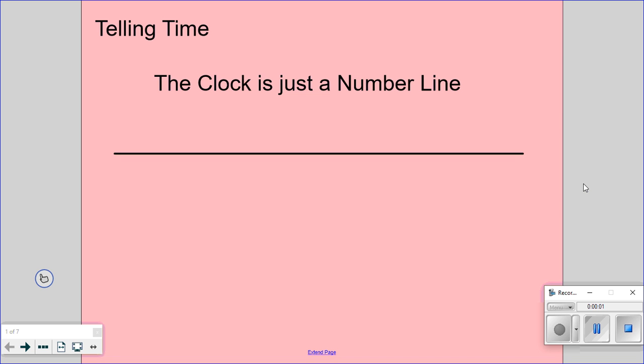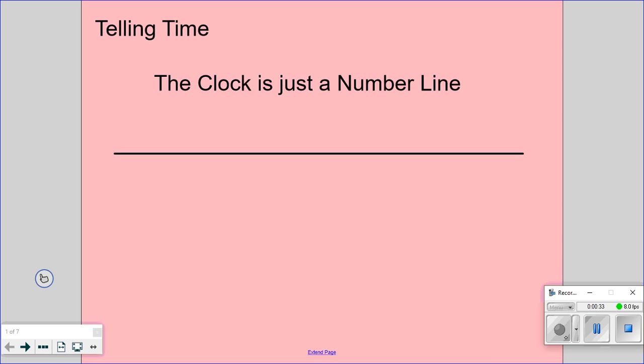Today is all about telling time, and then a subtitle: today the clock is just a number line. So I need those two things in your notebook. If you want to go ahead and make a number line, we're going to be using a number line also. Good. All right, so this is our title. Go ahead and get it down.